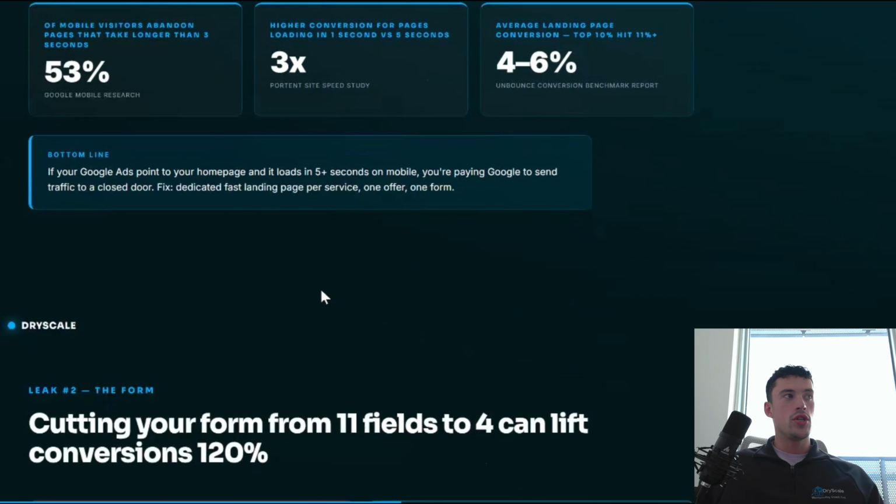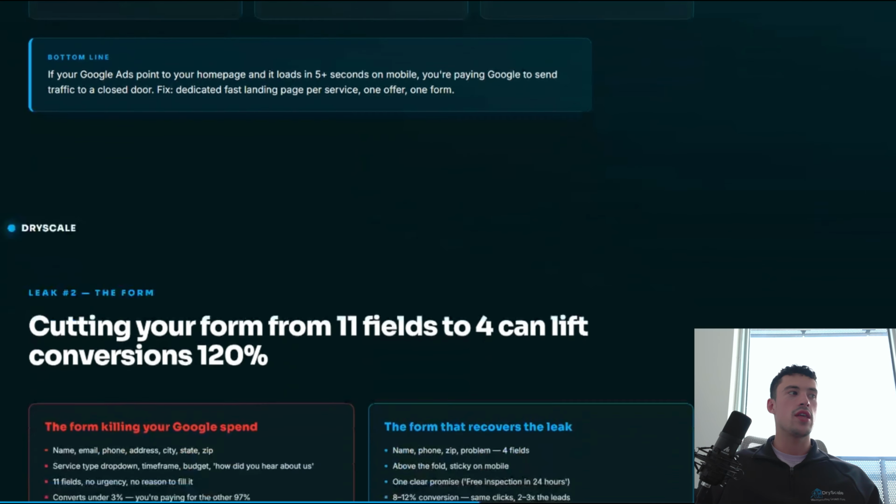If your Google ads point to your homepage and it loads in 5+ seconds, you're paying Google to send traffic to essentially a closed door. And so you need to have a dedicated fast landing page per service with the offer, one form for each city specifically that you target.